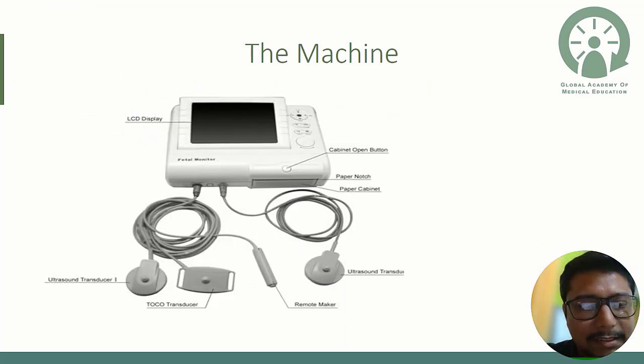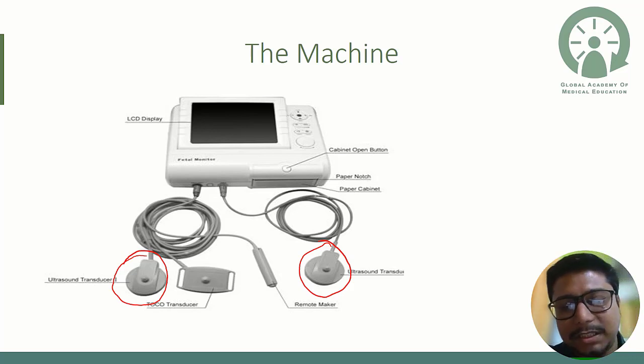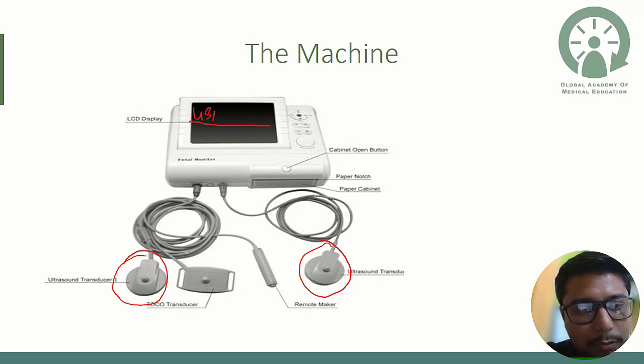Here, if you can see, this is the instrument, right? There are 4 types of probes. This is the ultrasound transducer 1, ultrasound transducer 2. This is kept in all machines internationally, where there are 2 US and there will be 2 US outputs on the screen, US 1 output and US 2 output, so that we can simultaneously see the heart rate of the twins.